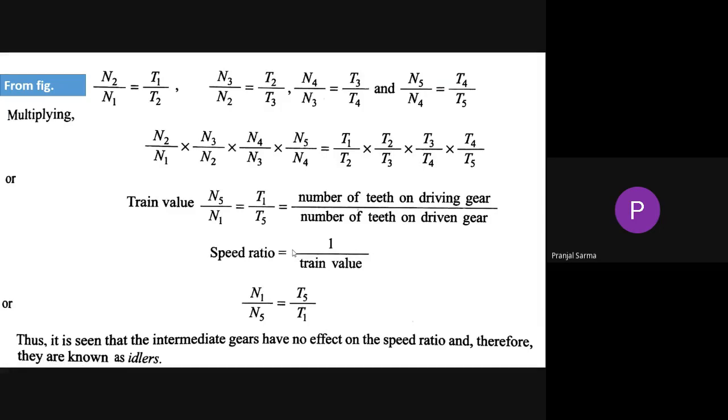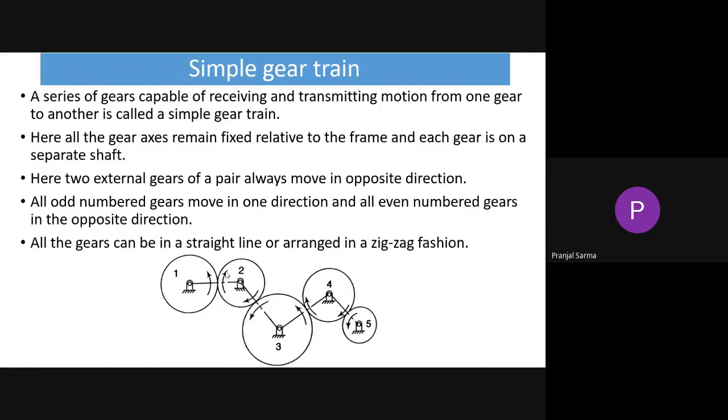For analysis purposes, we can consider this simple gear train as a set of pairs of gears. One and two are a pair, then two and three another pair, three and four another pair, four and five another pair, and then our job is done. Very easily we can analyze it. If one is driver, two is driven; two is driver, three is driven, and so on. So from our previous knowledge, we will be able to analyze it.